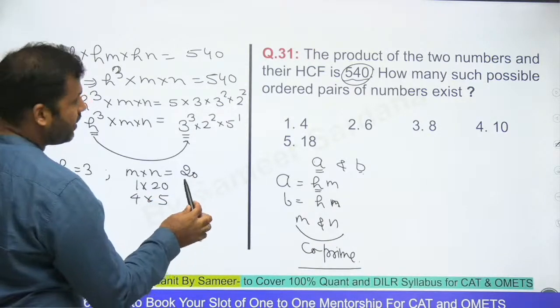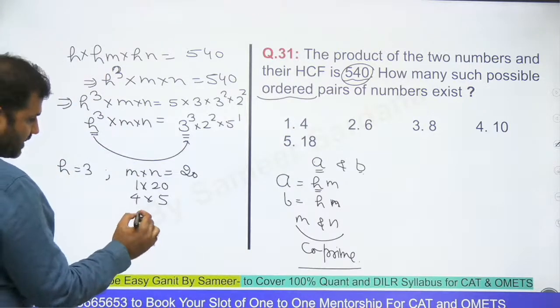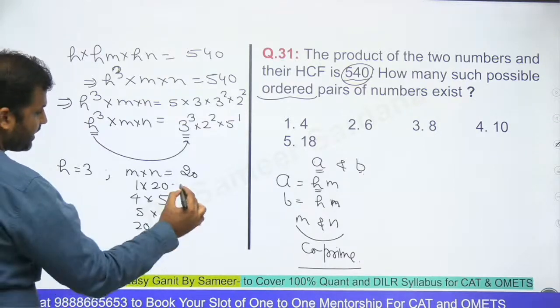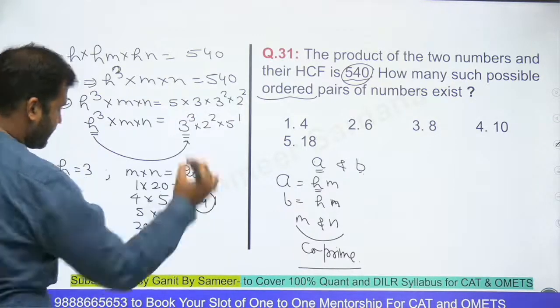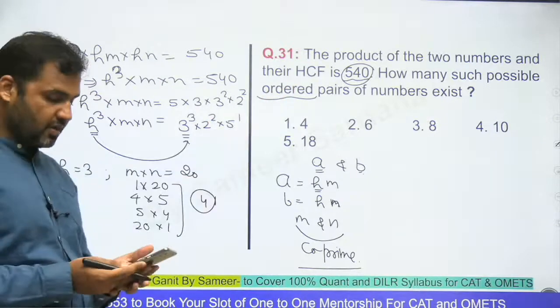How many such? Okay, we have to give the ordered pair, children. If we have to give the ordered pair, then I will also have to take the case of 5 into 4 and 20 into 1. So there are 4 possible cases in this. Yes or no? Right? There are 4 possible cases because the question is talking about the ordered pair.